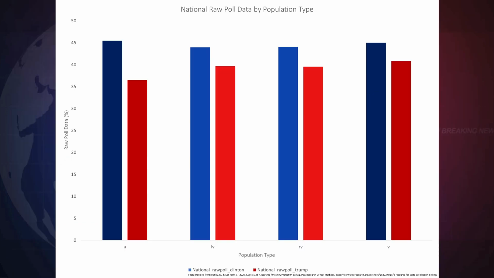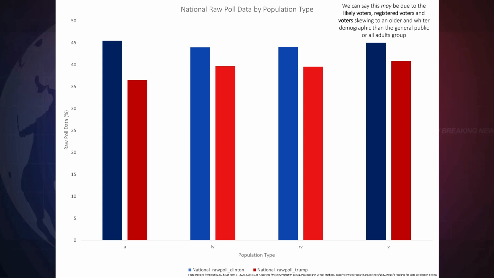Here we have a graph of the national poll data and the different population types. From here we can see a clear picture that Clinton was more popular amongst all population types. We can see here that it seems that Clinton has a much higher popularity in comparison to Trump in the all-adult population type than any other type.